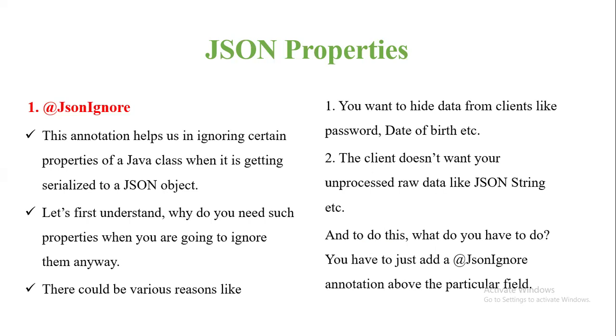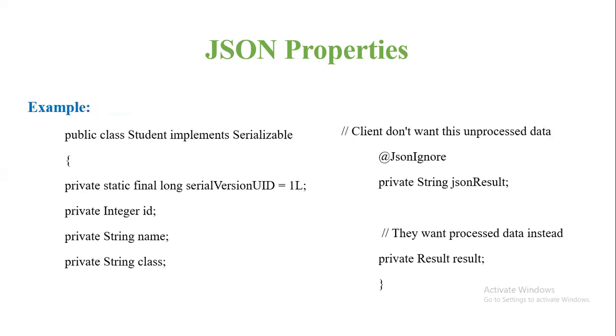For example, in this case, we have given one example. In this example, we have created a class called Student that implements Serializable. So here, as static final, we have declared a class property called serialVersionUID of type long. It was assigned the default value 1. And it consists of another three attributes like ID, name, class.